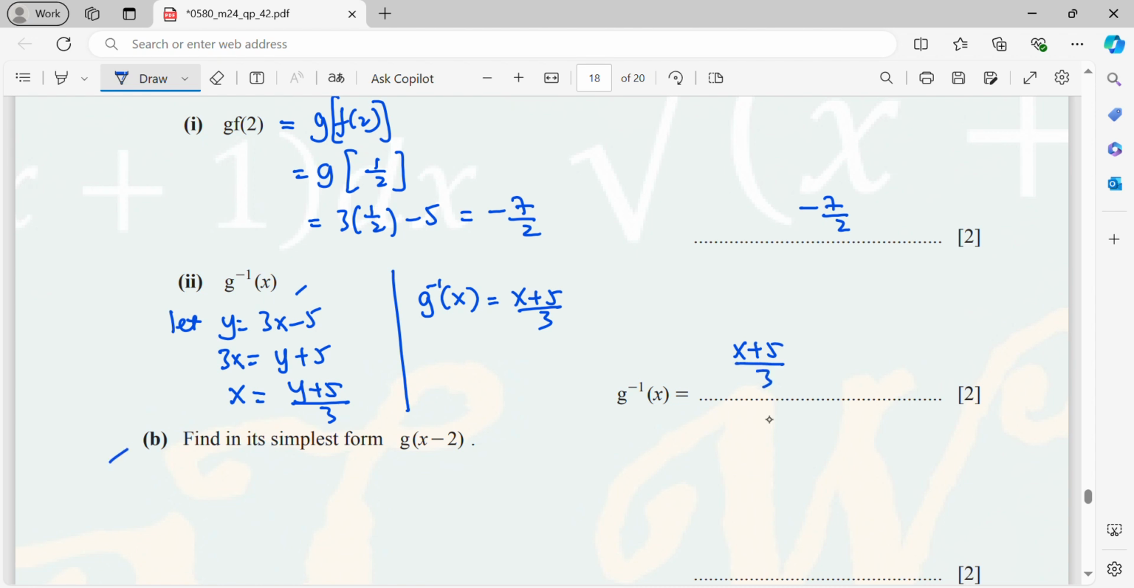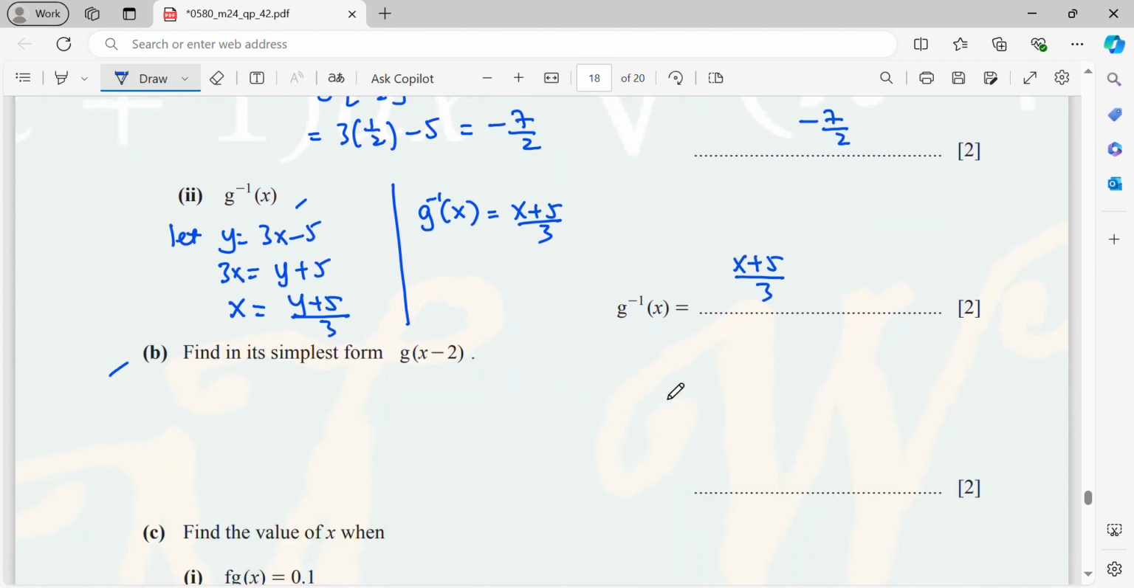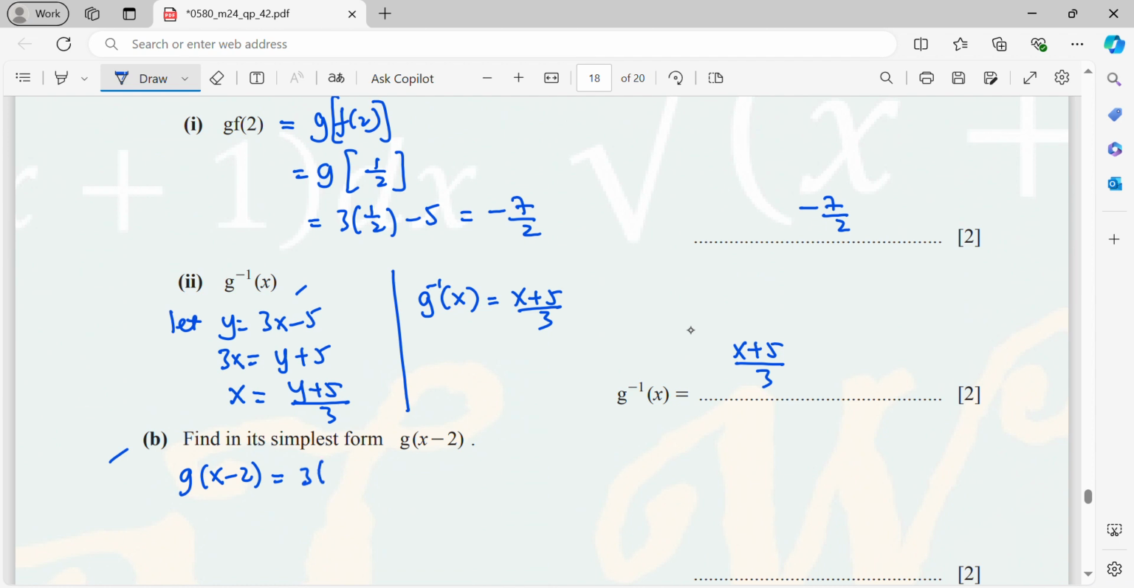B, find in its simplest form g(x minus 2). So g(x minus 2) means that you have to replace this x by x minus 2. So I will write g(x minus 2) equals 3 times (x minus 2), then minus 5. So this is going to be 3x minus 6 minus 5. At last, that is 3x minus 11.